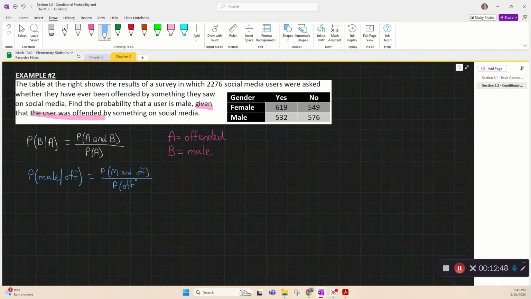Now, I know I'm listing probabilities here. These don't have to be probabilities. They can be counts. So how many were male and offended? Well, I come to my chart. Male, and then yes, they were offended. So that's going to be 532. 532 were male and offended. Now I have to look at how many were offended. Well, both of these values under the yes column were the ones that were offended. 619 plus 532.